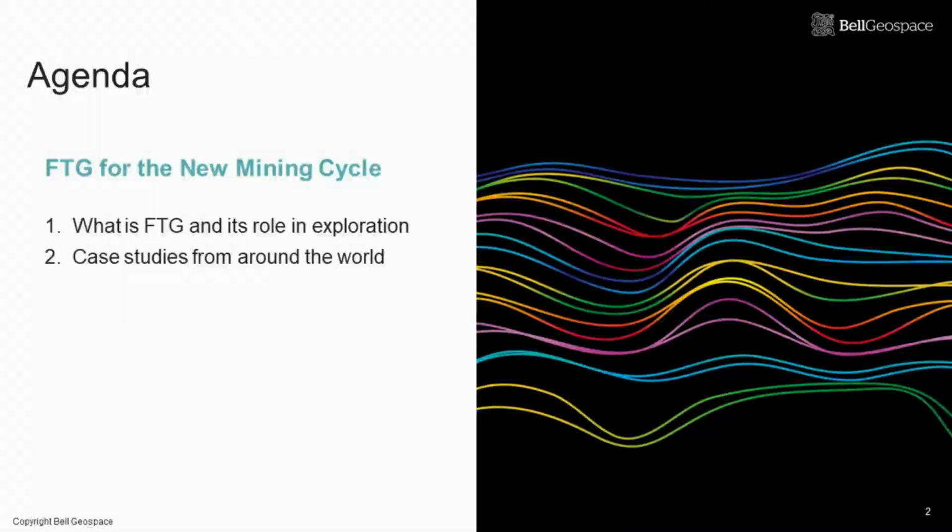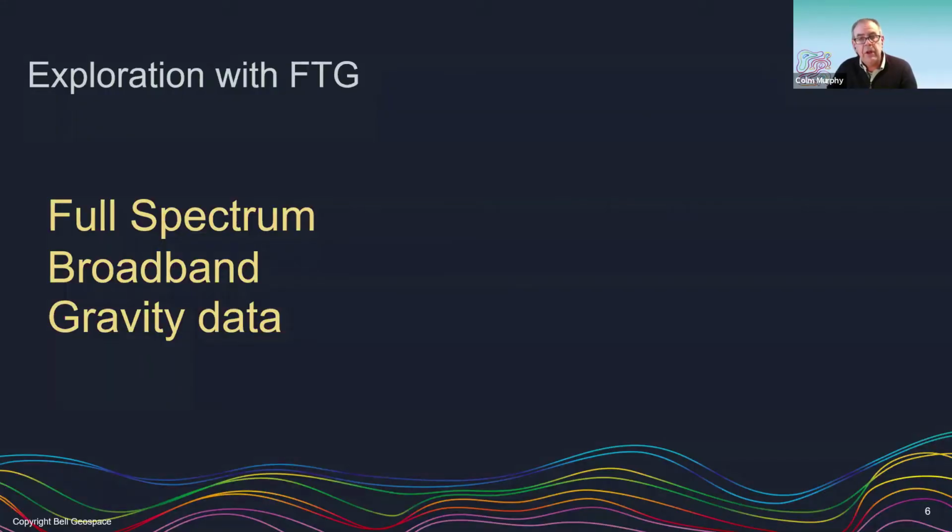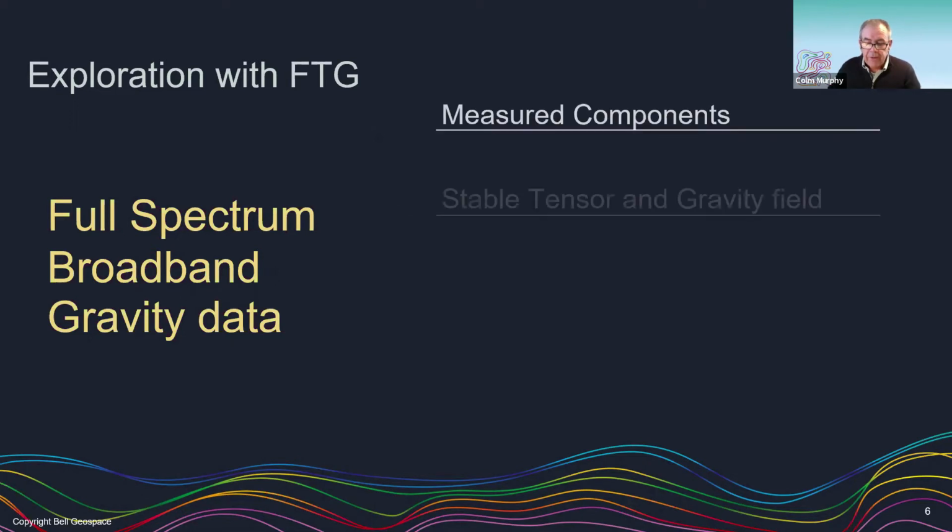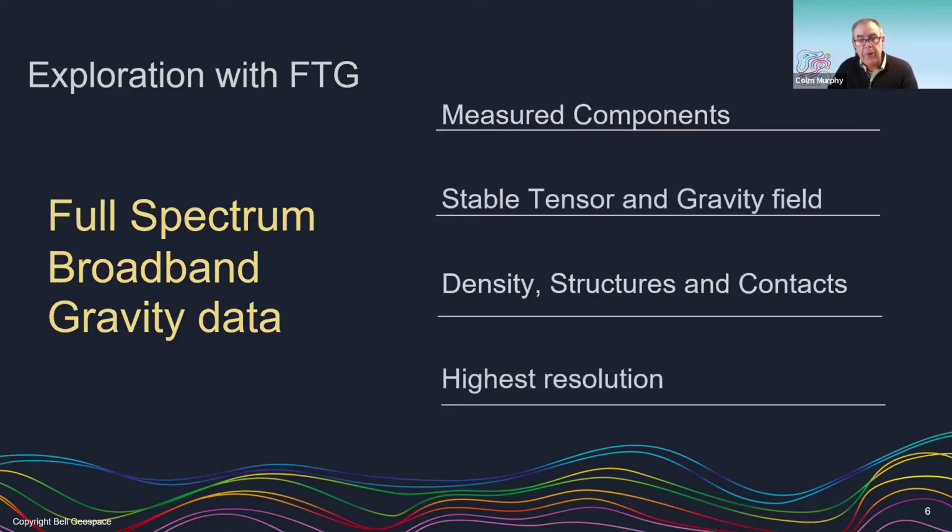FTG allows us to build what we call a full spectrum or broadband gravity data type. The technology measures the rate of change of gravity in all directions of the field as presented by the subsurface geological density contrasts. And these multi-measurements of the field, that is the measured components, are processed simultaneously and output a stable, high signal to noise tensor and a conventional gravity field product.